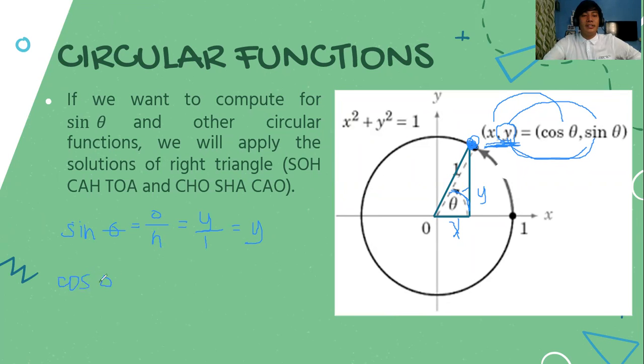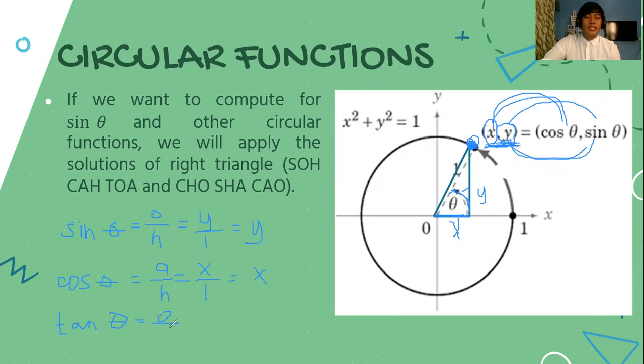For cosine theta, we have adjacent over the hypotenuse. Observe that in the given right triangle, the adjacent side of the reference angle is x. So we have x, and then the hypotenuse is 1 since we are pertaining to a unit circle. So we have x here. Next, notice that the x value of the trigonometric point is also the cosine value.